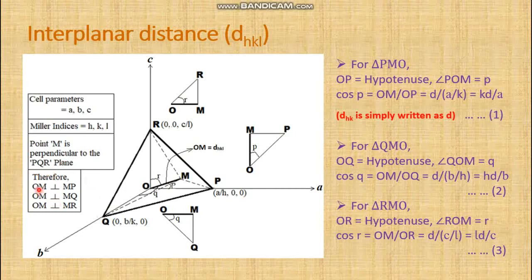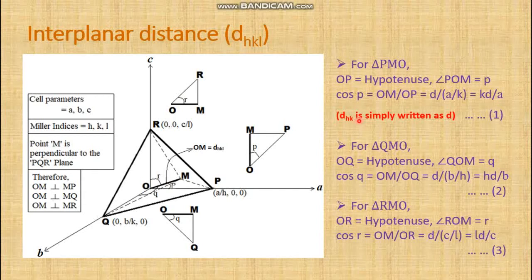Here OM is perpendicular to MP, OM is perpendicular to MQ, OM is perpendicular to MR. For triangle PMO, which is actually formed along the A axis, OP is the hypotenuse, and PMO is angle P, and therefore cos P equals OM by OP. That means OM is D and OP is A by K, so this is actually KD by A, okay.